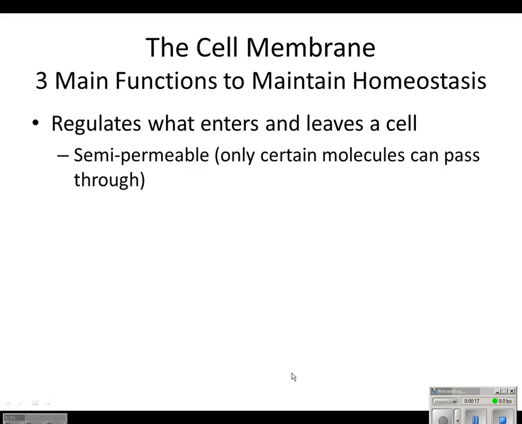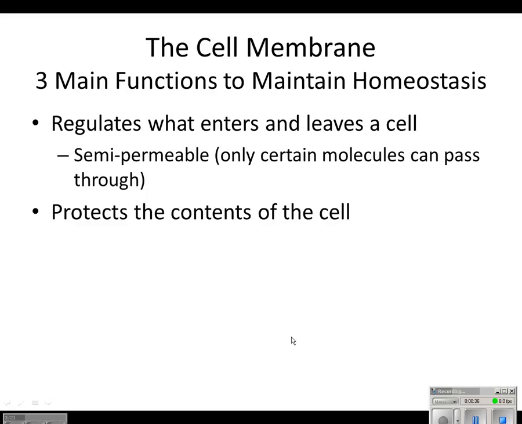Here we're talking about transport across the membrane. Only certain molecules can pass through. This is based on size. Small molecules can pass freely through the membrane, whereas larger ones need to be transported with a transport protein.